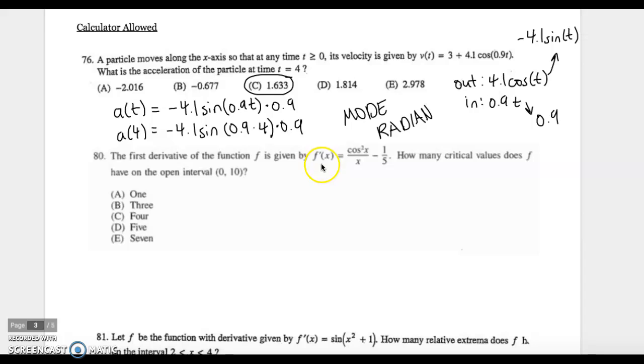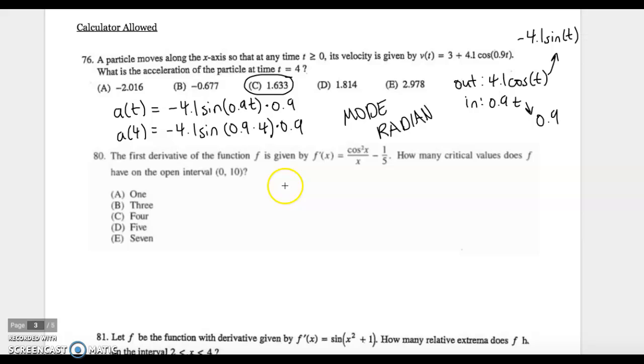So the first derivative of the function f is given by this, and then how many critical values does f have on the open interval 0 to 10? So we've got to figure out where critical values would be: where your first derivative equals 0. You can set this equal to 0, or because we have a calculator, we're actually going to use our calculator to figure out where this equals 0.